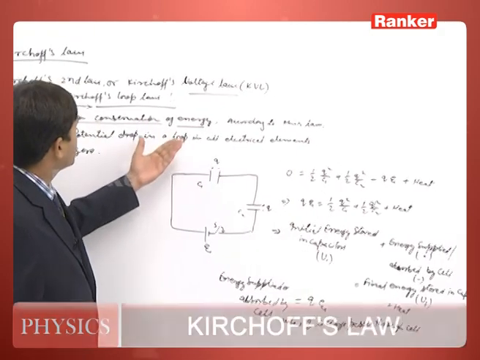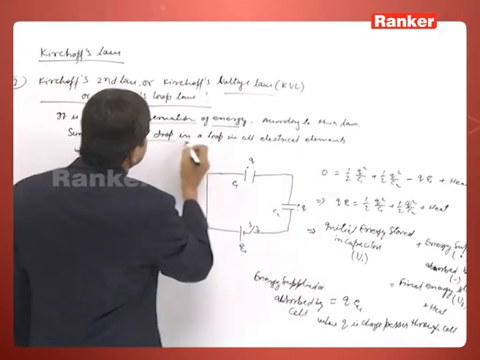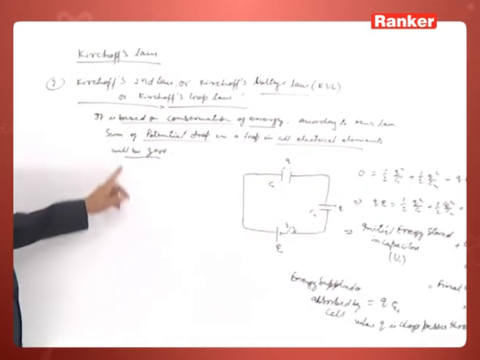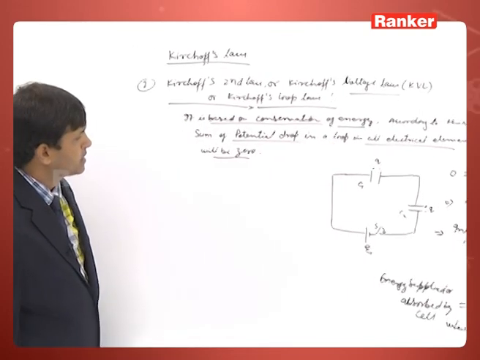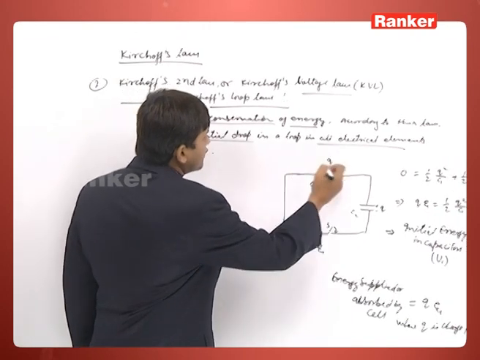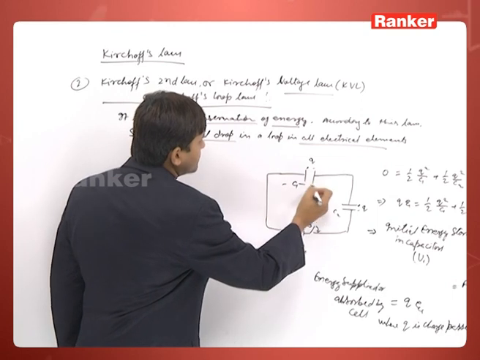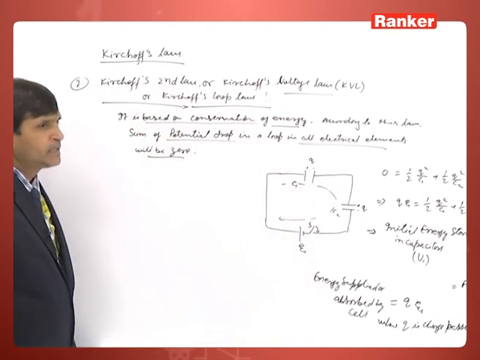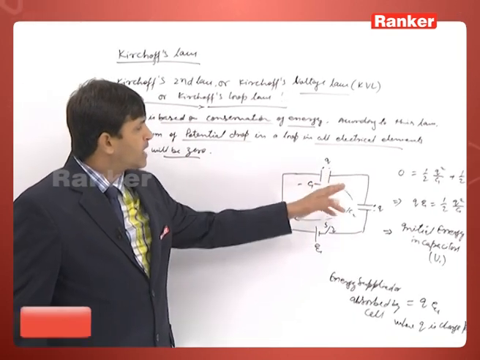We can use Kirchoff's second law according to this rule. That is another form of representing Kirchoff's second law: the sum of the potential drop in a loop, across all electrical elements. So, for the sum of the potential drop, we move from one point to another point in a loop, starting from here. For that we must know the sign convention. The sign convention is the same as we did earlier.